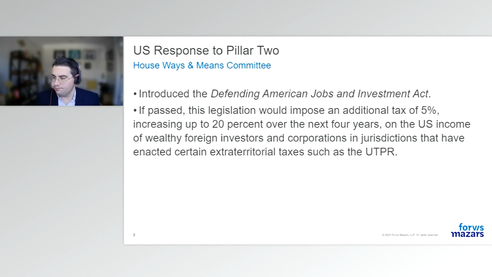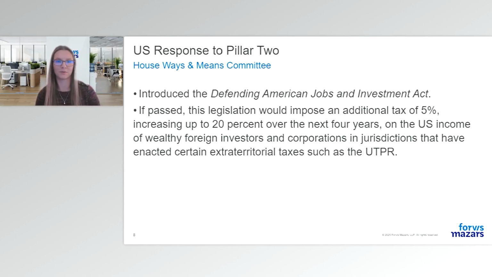Yes, thanks, Justin, for providing color there. It definitely would be a drastic measure to invoke Section 891. So noting that that first executive order would call for remediatory options in the next 60 days, we turn our attention to legislation introduced in the House Ways and Means Committee, titled Defending American Jobs and Investment Act. This act would impose an additional tax of 5%, increasing up to 20% over the next 4 years on the U.S. income of wealthy foreign investors and corporations in jurisdictions that have enacted these extraterritorial taxes, such as the UTPR, which is one of the charging mechanisms of Pillar 2.